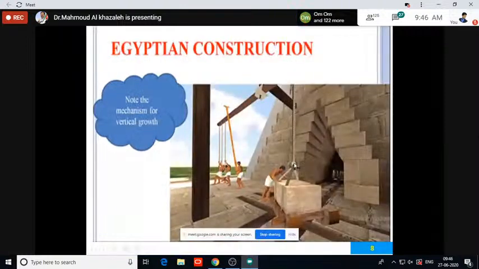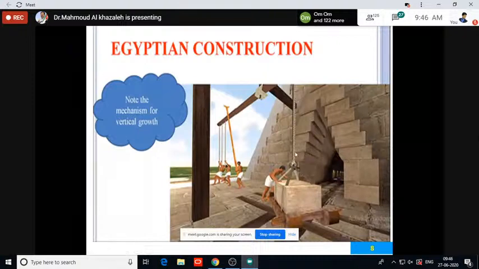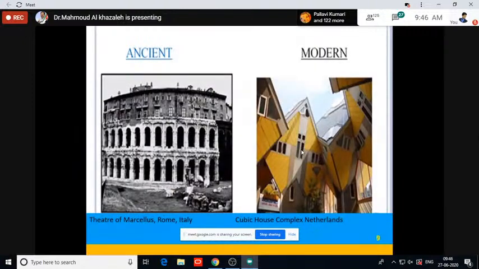And here even they introduced the knowledge of lifting the material using different types of mechanism, vertical direction growth. And here, if I compare the ancient and modern design, I will see a big difference: in ancient times they used the local material, stone and marble, and in the modern they use all types of materials used today in housing or in buildings or in any structure.